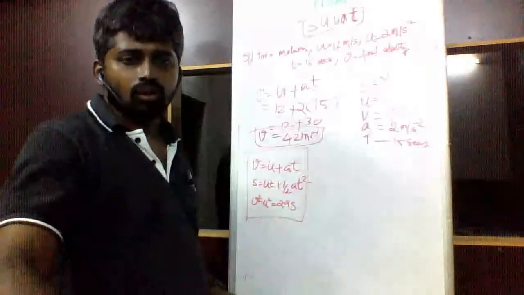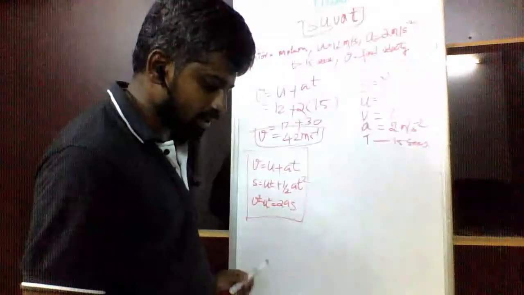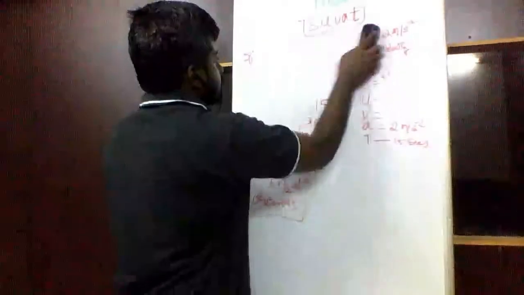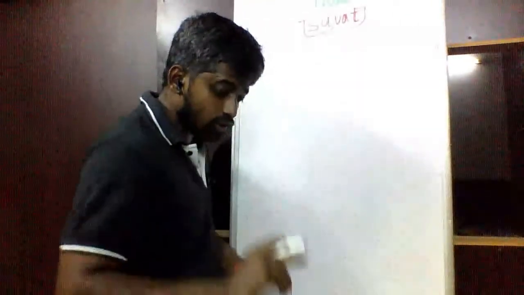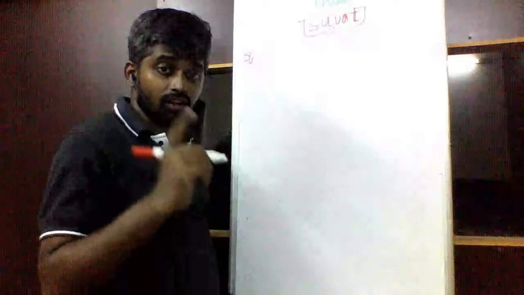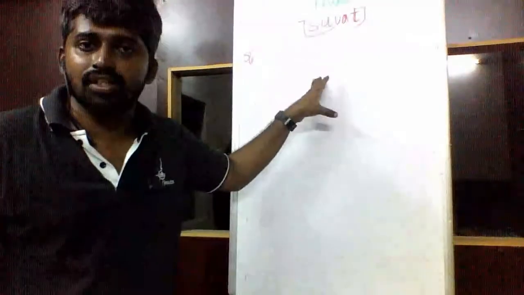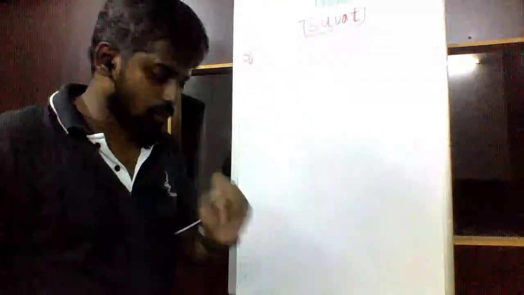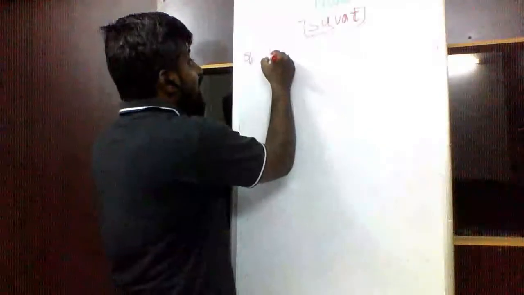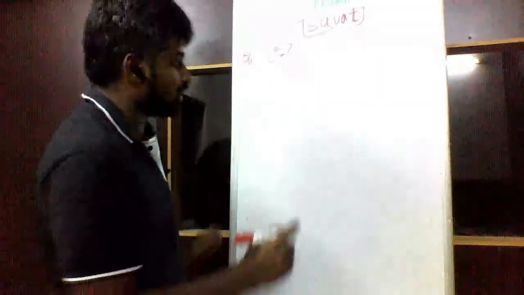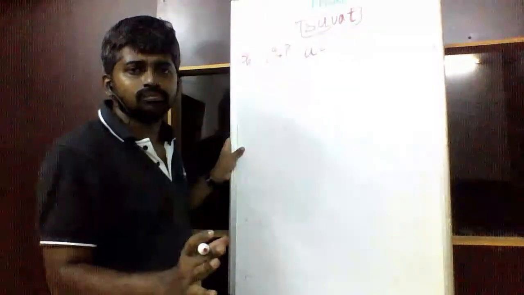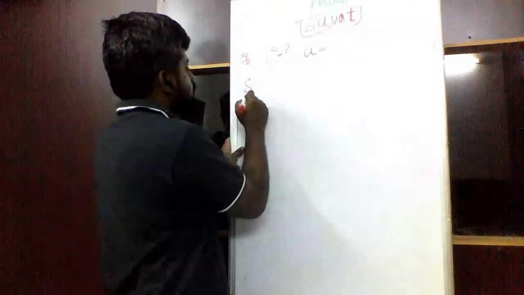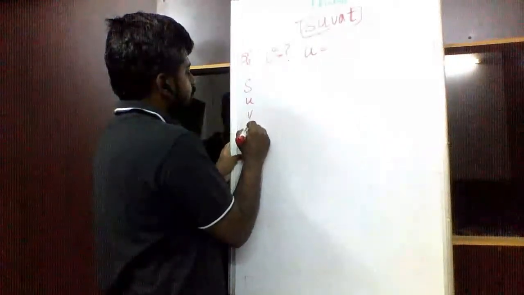Okay. Now let me try another problem. Find out the value of final velocity. The first problem was also final velocity, but A was given, T was given. Now you see, find out the value of final velocity V. You have to find the final velocity. If initial velocity U is equal to, from the problem you try to find. So what? S, U, V, A, T.